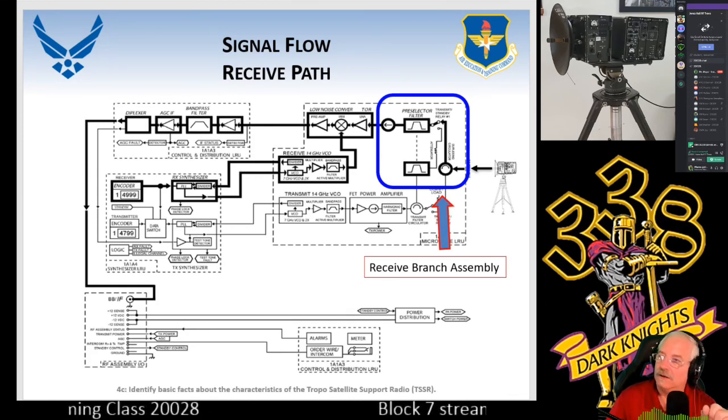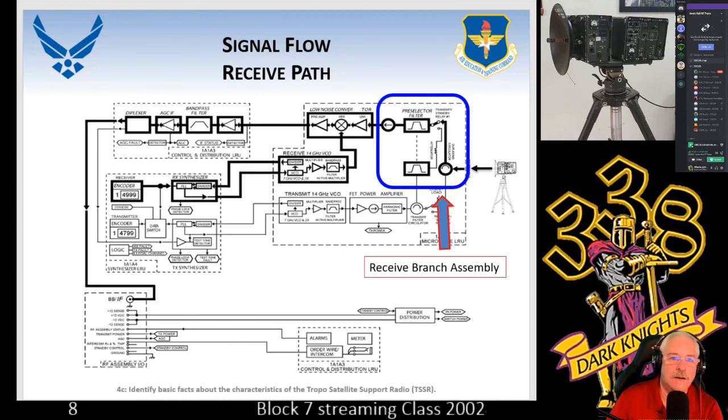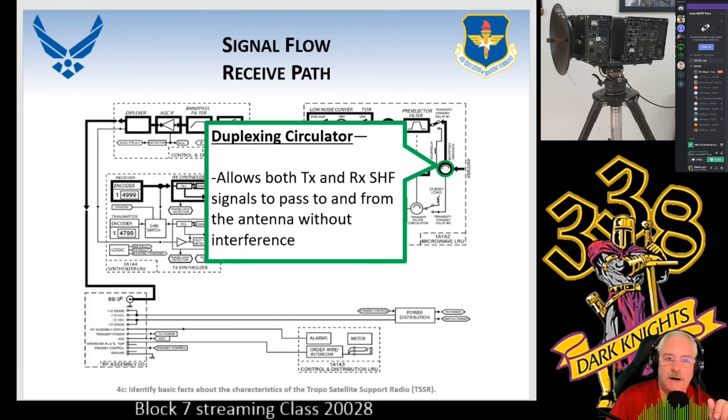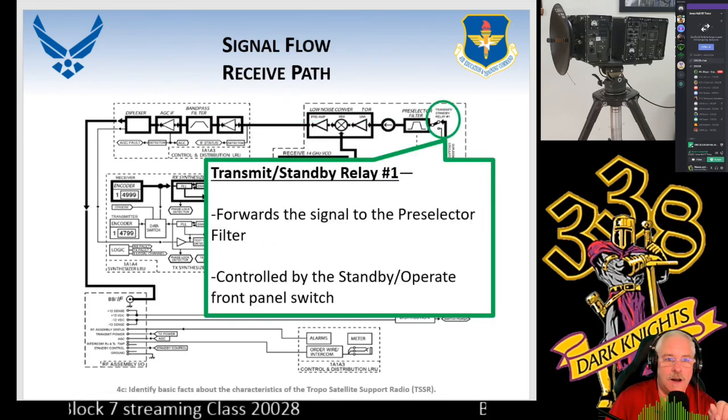Oh, look, it's another branch assembly, or part of a branch assembly. Again, these are all passive devices, nothing tied to power whatsoever. So we're going to go through our circulator. Because of the impedance in determining what frequency goes where, the circulator is going to let our receive go through and block our transmit from getting on that line.